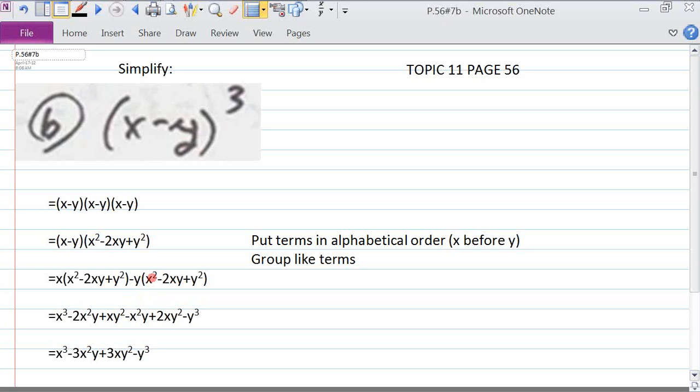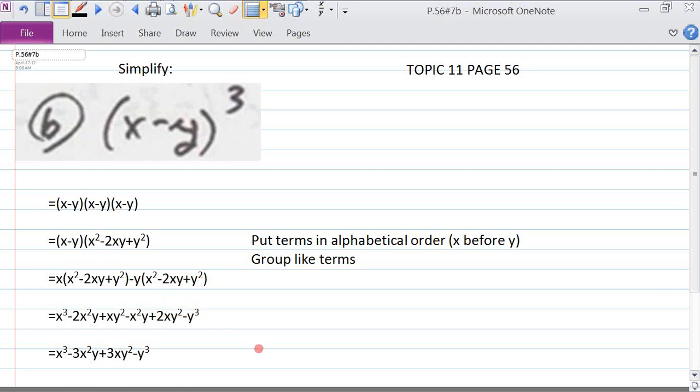Minus y times x squared y, and now you see the order of the multiplication doesn't matter. I put it alphabetically, so I've said x squared y instead of y x squared. That's equivalent. Minus y times minus 2xy gives me plus 2xy squared. And minus y times plus y squared gives me minus y cubed.